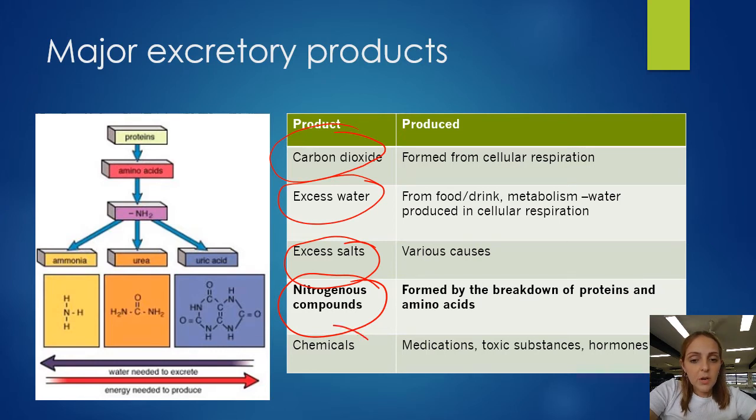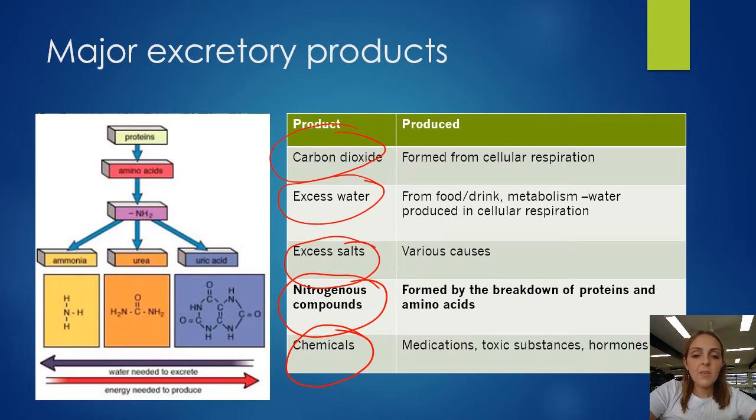Another excretory product are various chemicals, and that can be in the form of medications, any toxic substances like poisons, hormones. All of those things need to be excreted and maintained at normal levels within the bloodstream. A lot of that sort of stuff comes down to our liver and the way that our liver filters out those toxins and maintains normal levels.